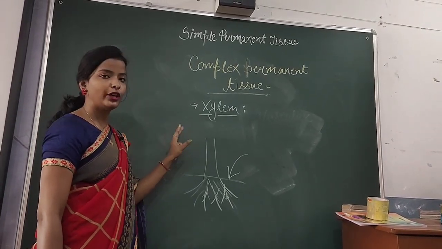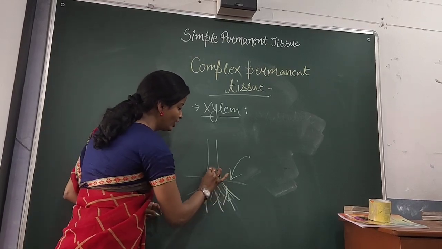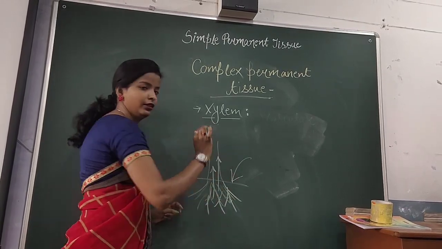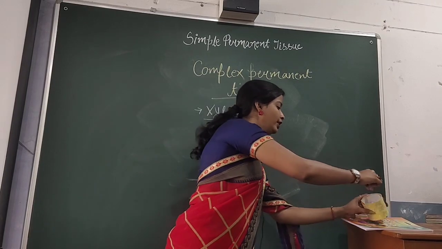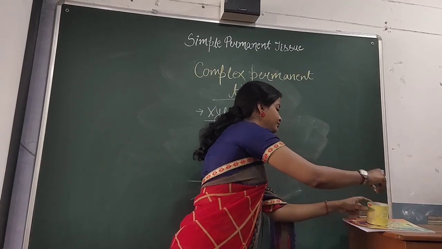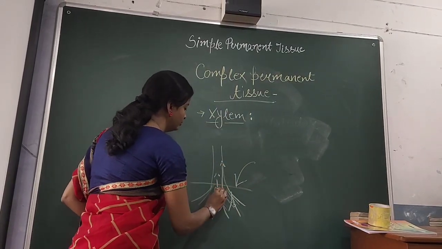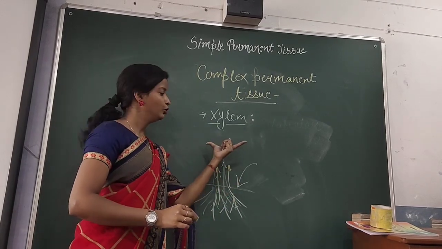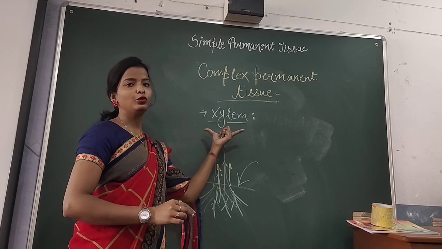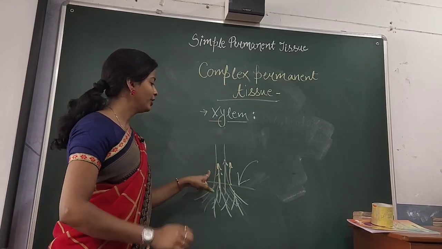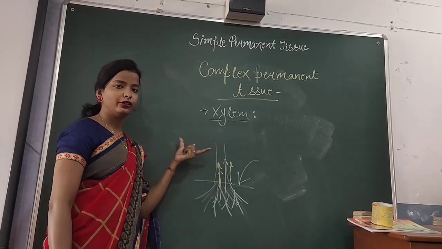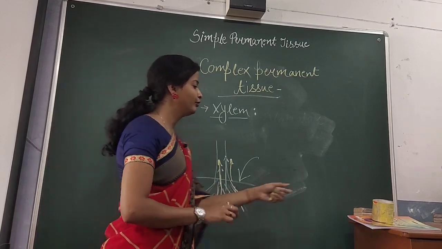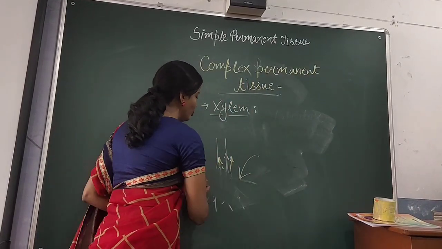Now what is the role of xylem? They drag the water in the upward movement. Water is transported in the upward movement to the stems, to the leaves, to the flowers, or whatever parts are present in the plant. So water is transported. So what is the main role of the xylem? Is to transport water.